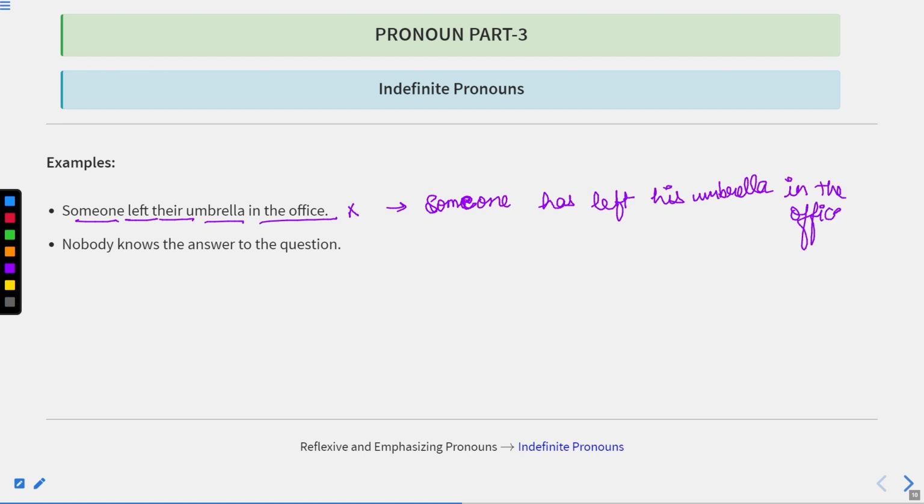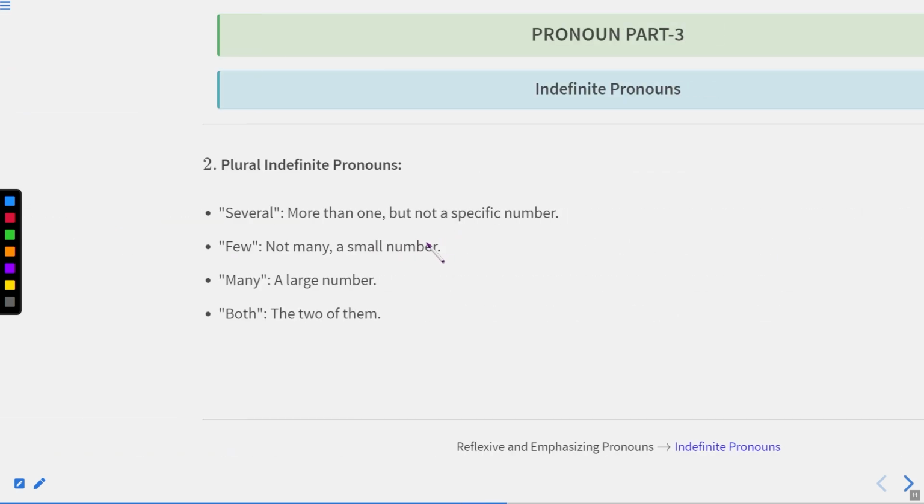Okay, this sentence will be correct. Nobody knows the answer to the question. So here we have written nobody, which is the singular subject. After that, we are writing a singular verb. So after an indefinite pronoun, we always write a singular verb with it.